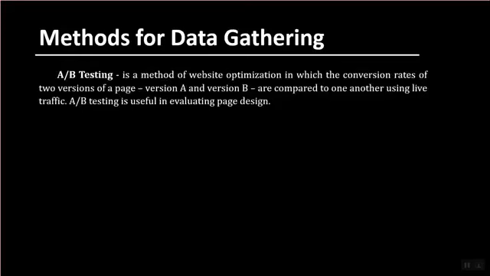It is a method of website optimization in which the conversion rates of two versions of a page, say version A and version B, are compared to one another using live traffic. So A/B testing is useful in evaluating page design. In A/B testing, we have two versions of a program, and then we try to find out which of these versions is better than the other, or which one of these versions is the best.